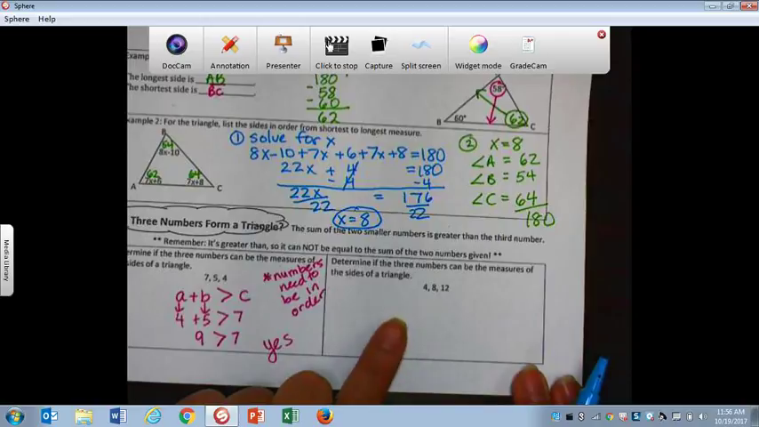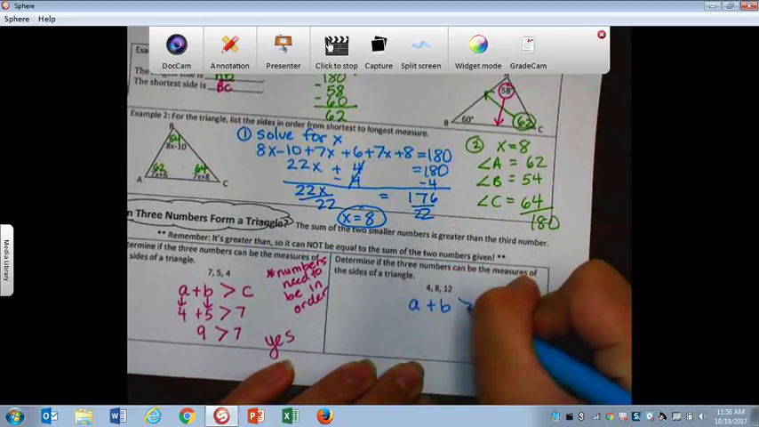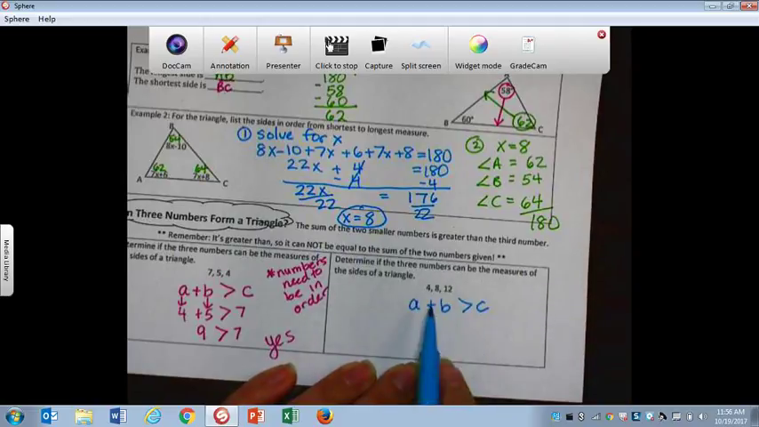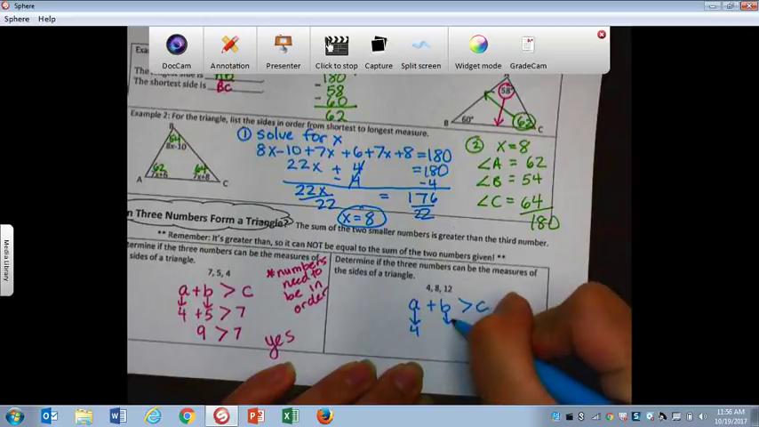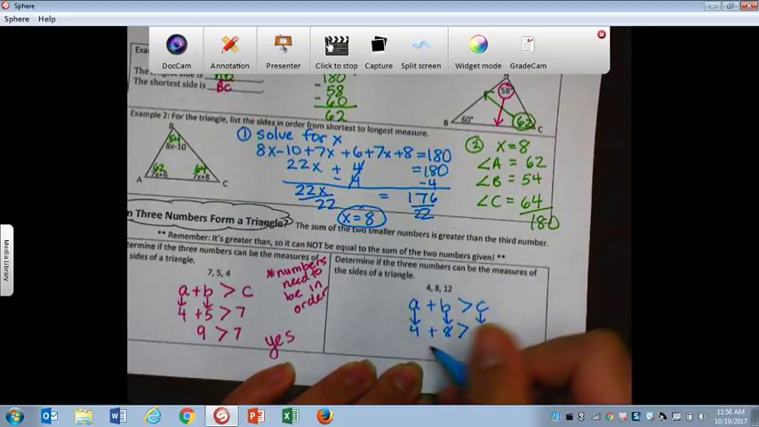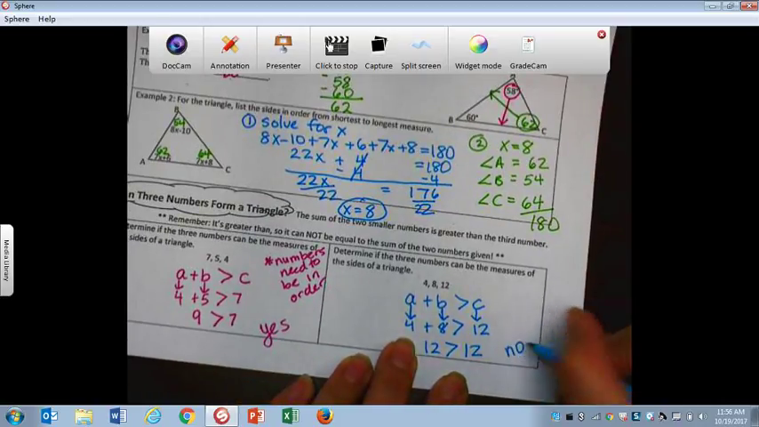Here you have 4, 8, and 12. Same thing again, A plus B has to be bigger than C. Let's put them in order. It looks like it is in order. So A is 4, B is 8, and C is 12. So 4 plus 8 is 12. Is 12 greater than 12? Is this true? Absolutely not. So we're going to put a no here. These numbers cannot form a triangle.